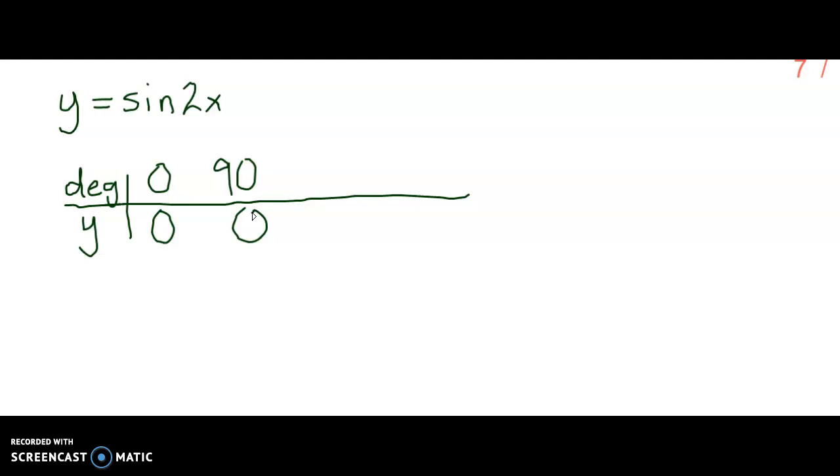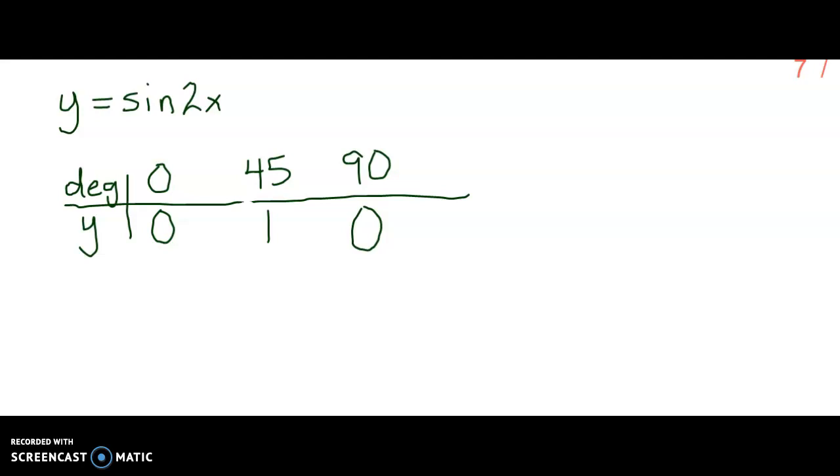So let's put 45 in. Two times 45 is 90. The sine of 90 is 1. So now we're seeing that this is actually behaving differently than what we're used to seeing. I think what is actually happening is beginning to unravel.